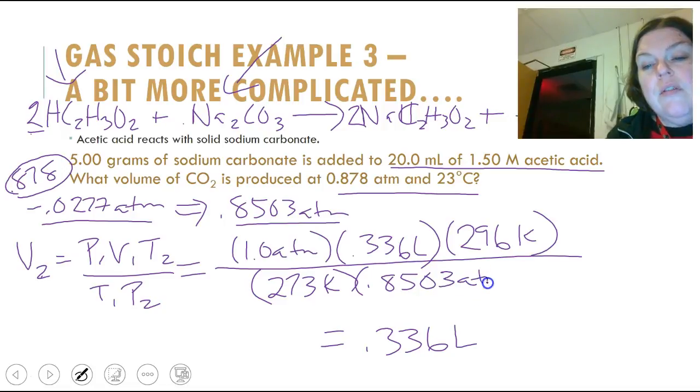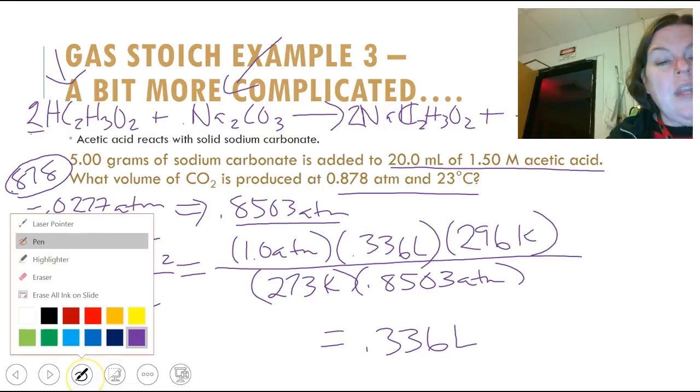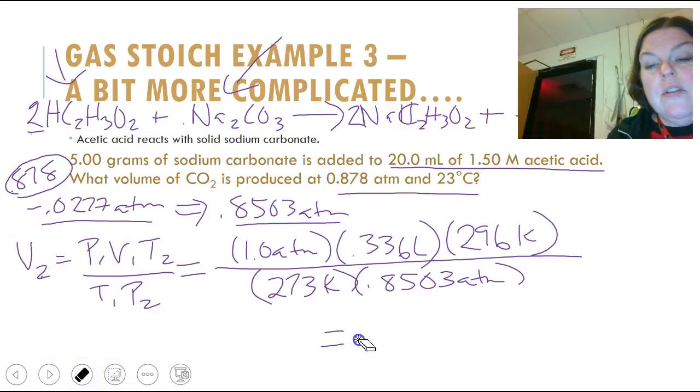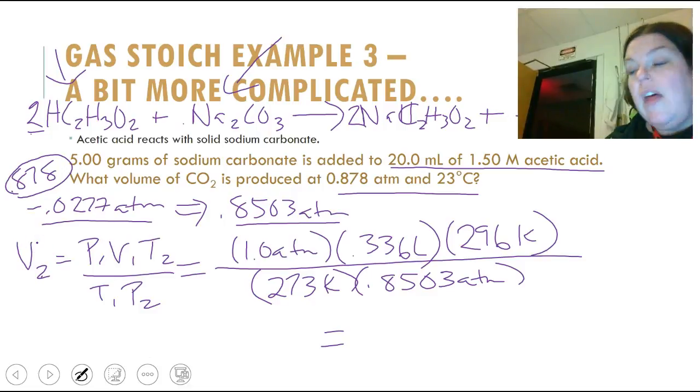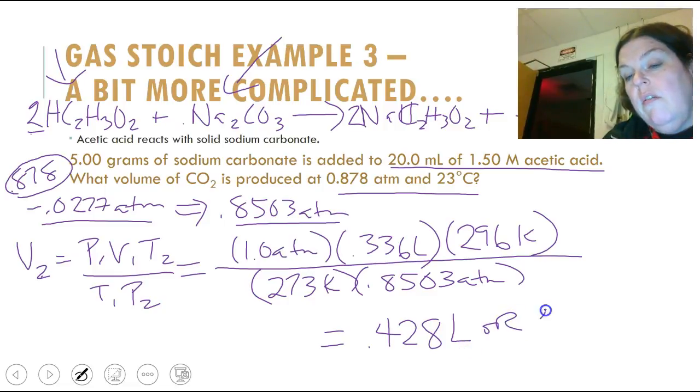0.8503 atmospheres. So when we get that, I'm erasing our answer because we don't need that anymore. This is not the right answer for our problem at the moment. So when we get that and we calculate, we are going to get 0.428 liters, or 428 milliliters.